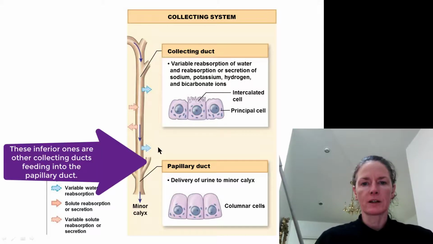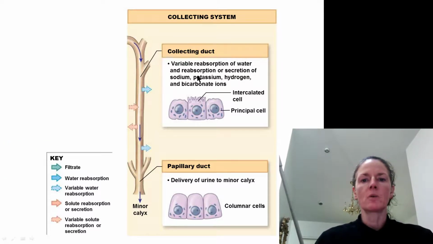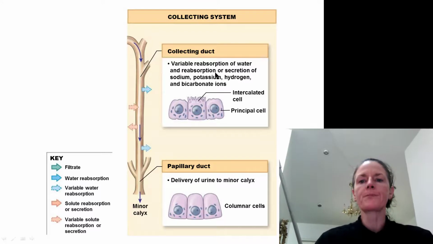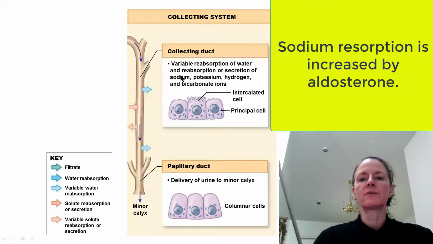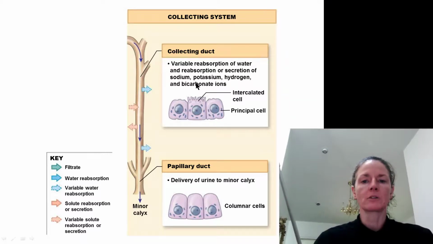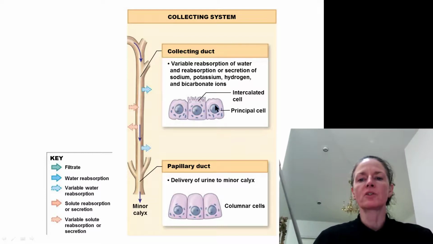All right, so here's a collecting duct. All of these are distal convoluted tubules that are feeding into it. And we're going to have some resorption of water in the collecting duct, again under the influence of antidiuretic hormone. And we're going to have secretion of things like sodium, under, once again, aldosterone, and potassium, hydrogen, and bicarbonate ions.